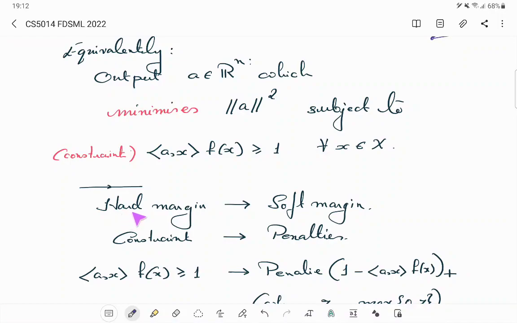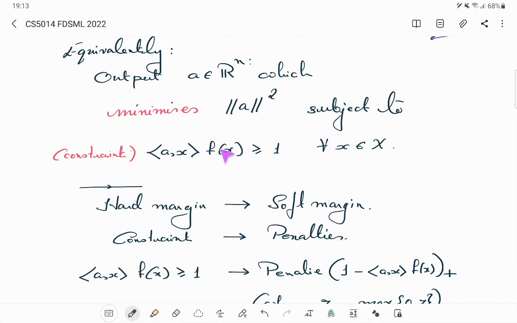Now, what is the attempt in this lecture? Our attempt is to move from this hard margin to a soft margin. Equivalently, instead of having a very rigid constraint like this, you are saying that unless this happens, for this to happen, the points have to be linearly separable, right? Because for points where f(x) is positive, f(x) is +1, this inner product of A and x has to be positive.